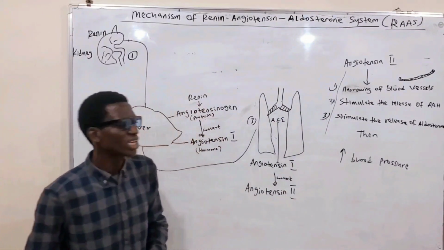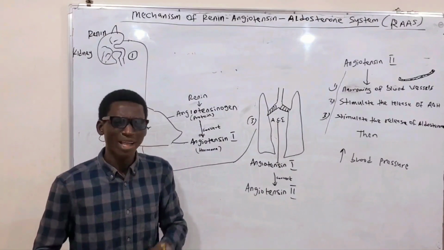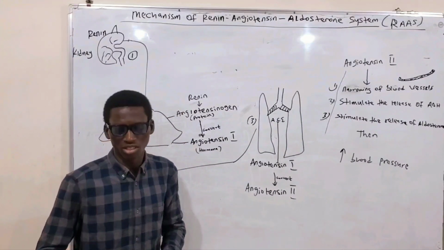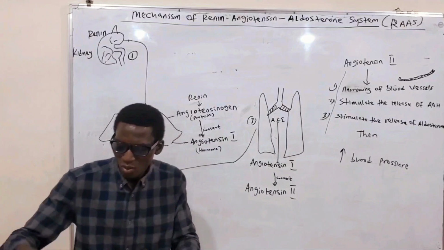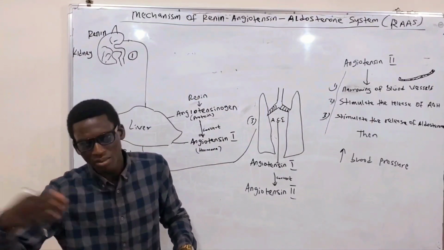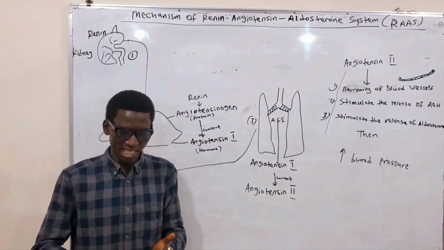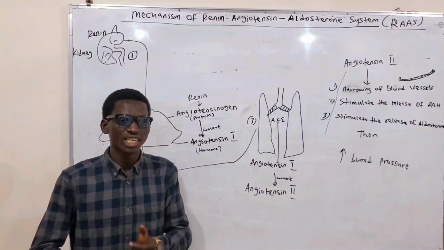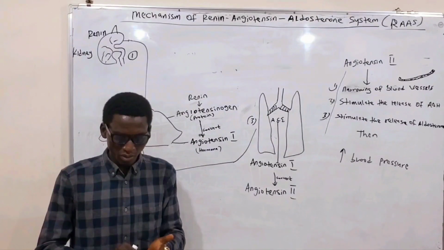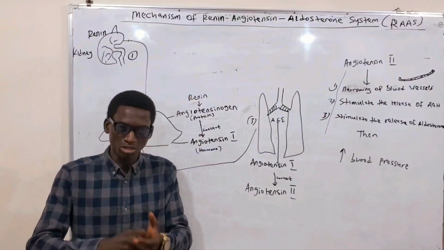Secondly, it will stimulate the release of ADH, antidiuretic hormone, by traveling to the posterior pituitary gland where the ADH is stored. It will trigger the posterior pituitary to release more ADH so that there will be more retention of water, bringing back water to the body to increase the fluid volume, and also increase the blood volume. Because when there is increase in fluid volume, there will be increase in blood volume. If there is increase in blood volume, definitely there will be increase in blood pressure.